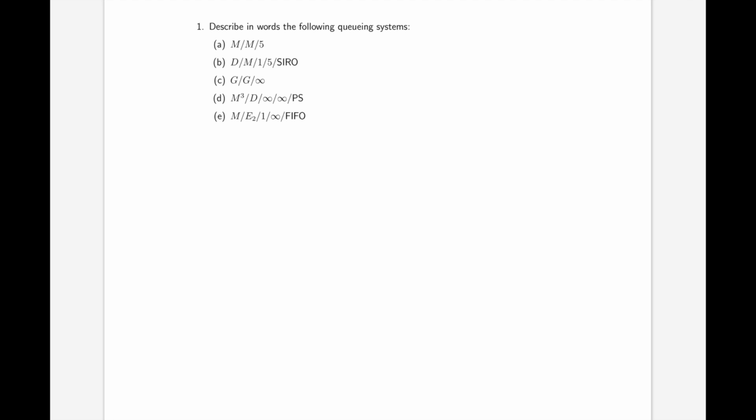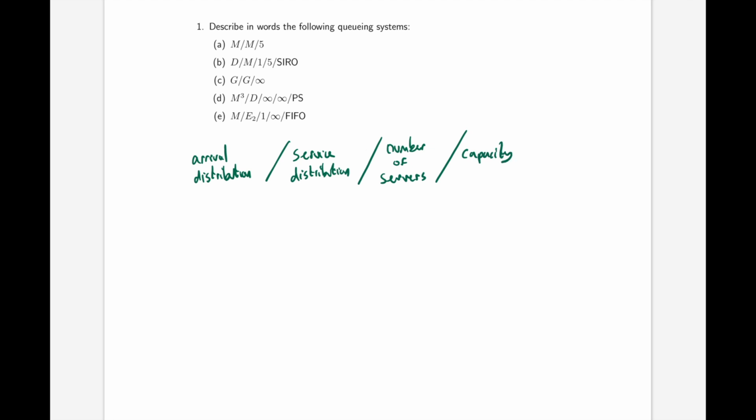It has the arrival distribution, then service distribution, then number of servers, then the capacity of the system, that's the queuing capacity, and then the service discipline. And each of these 5 components are described using a letter or a number. And we need to interpret what those letters and numbers mean.